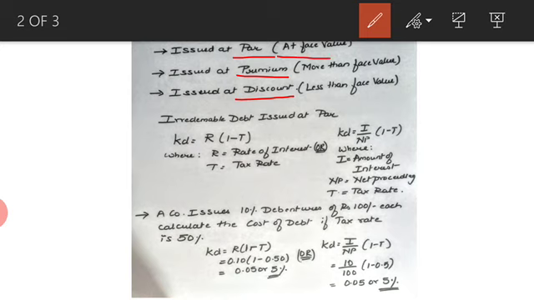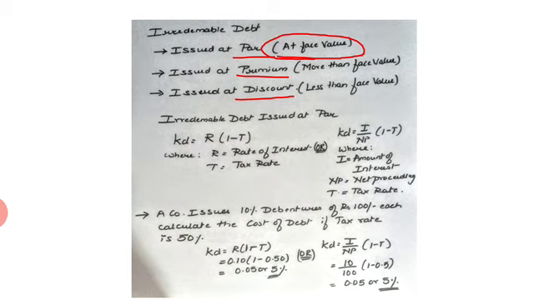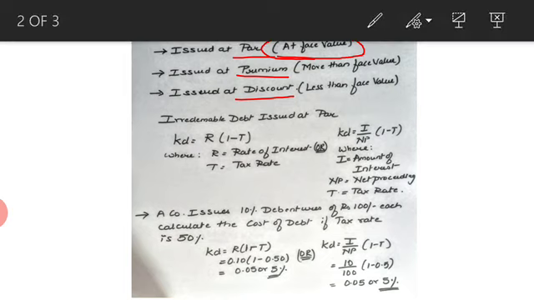Par means if the debentures are issued at the face value. If the debentures are issued at the face value, then it is called as issued at par. For example, a company issues debentures of rupees 10 each at par, means they are issuing debentures of 10 rupees at 10 rupees itself. They are not adding anything, they are not deducting anything. So if the debentures are issued at the face value, then we call it as issue at par.